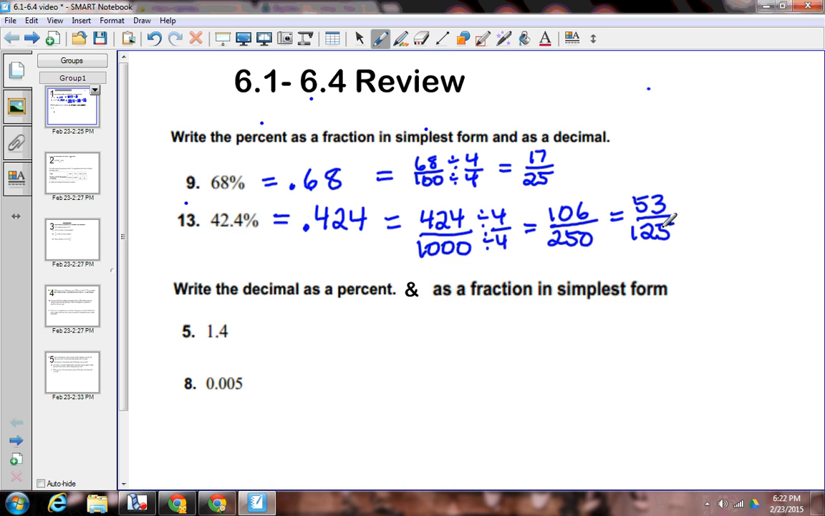Let's change our decimals into percents by multiplying by 100. So our first decimal would be 140%. And our second decimal would be 0.5%. Next, let's write the fractions in simplest form. So 1.4 is the same thing as 1 4/10, and that's 1 2/5. And our second one, we have 5 out of 1,000, which we would simplify to 1 200th. And we are done with this page.